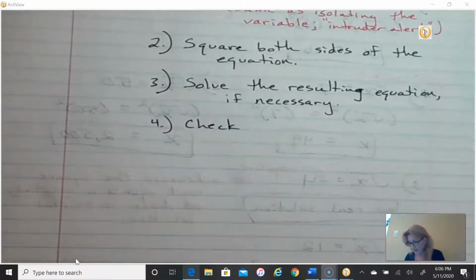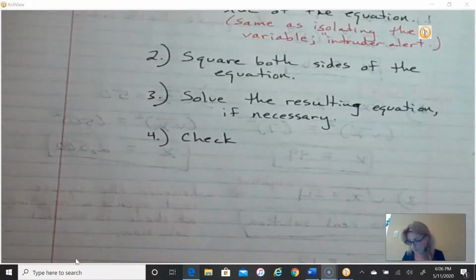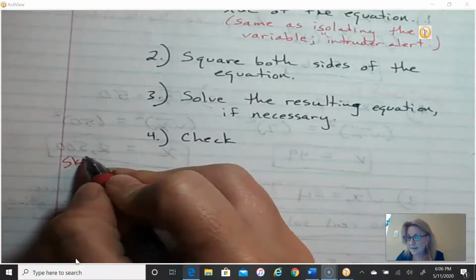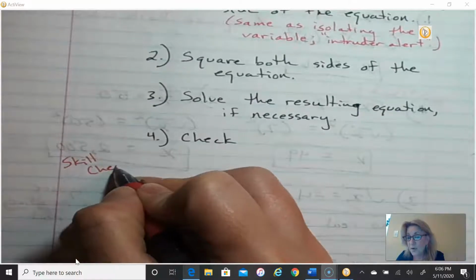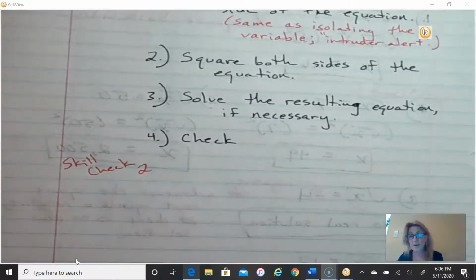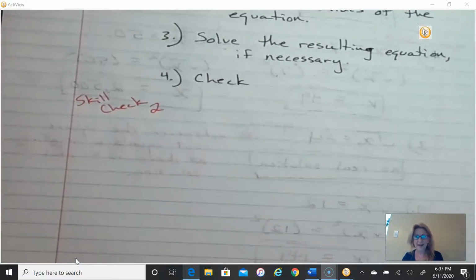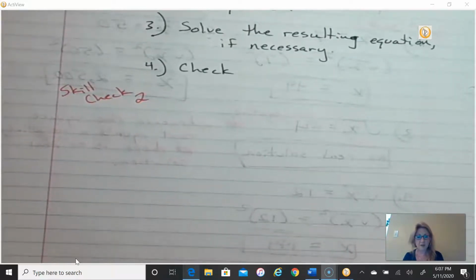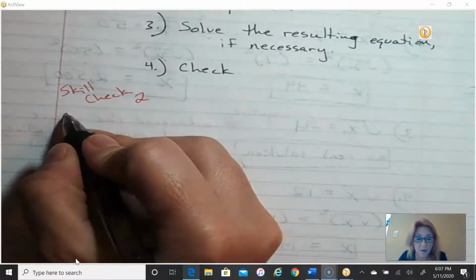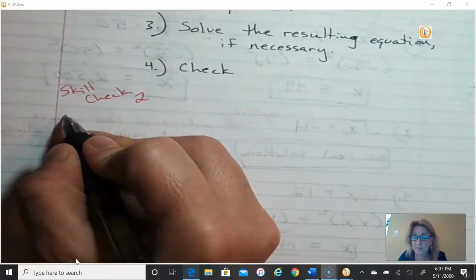Okay, so with that, I'm going to do several examples. All right, I got my papers ready. I'm going to do the next skills check, skill check number 2. You can find that in your book. It doesn't have the answers, but I'm working these problems with you, like the odds that you're going to be doing.